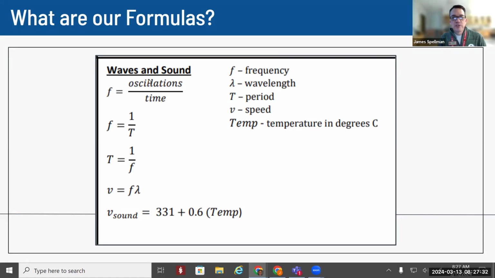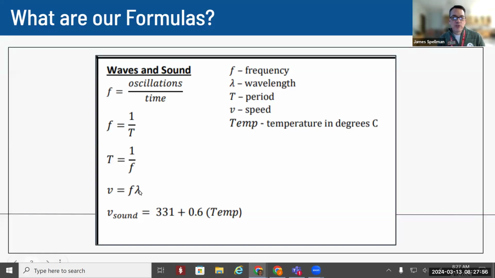So frequency is oscillations, and an oscillation is basically something moving back and forth, a vibration, something going up and down, divided by time. Frequency can be 1 over the period. The period is 1 over the frequency. Notice that those can be exchanged for one another. And fundamentally, velocity is frequency times wavelength.